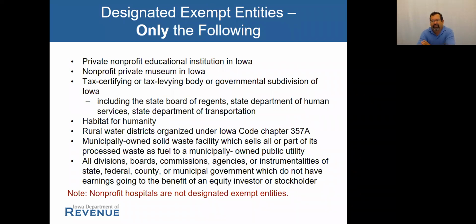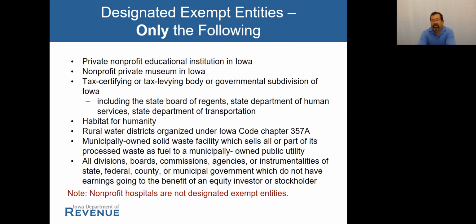Another difference that we have is for certain specific designated exempt entities, and only for those. The only entities that fall into this category are private, nonprofit educational institutions in Iowa, nonprofit private museums in Iowa, tax certifying or tax levying bodies, or governmental subdivisions of Iowa, including the State Board of Regents, the State Department of Human Services, and the State Department of Transportation. Habitat for Humanity is a designated exempt entity.